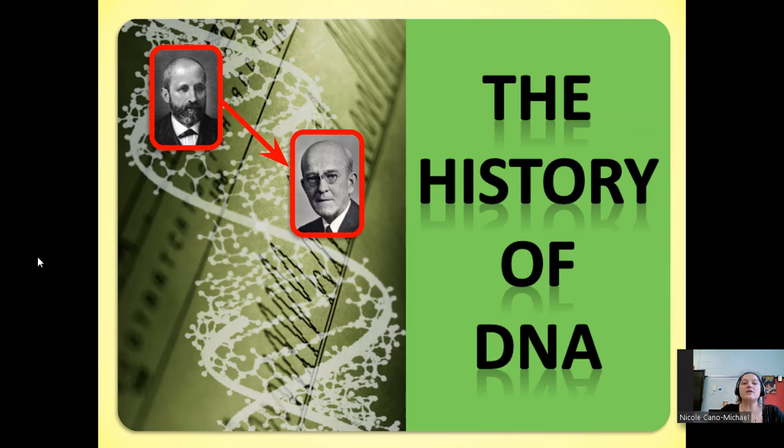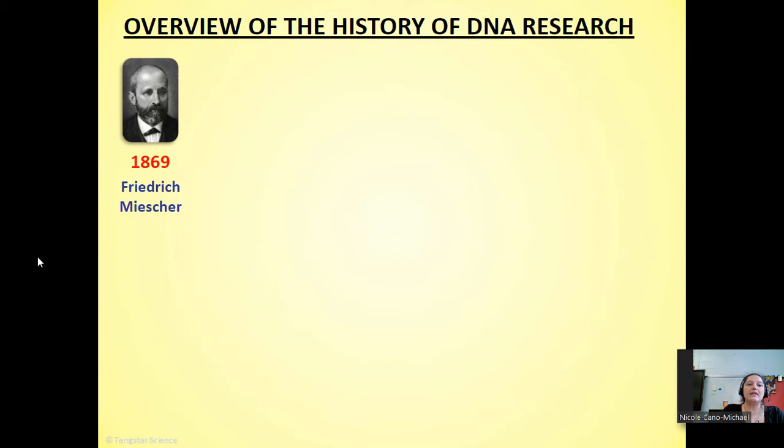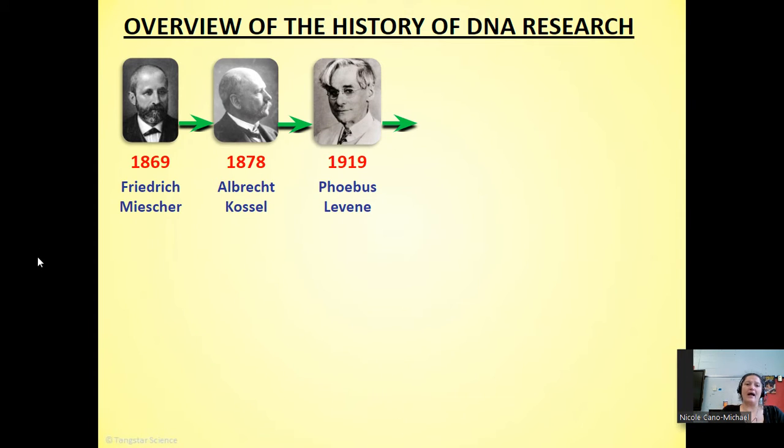All right, so as we go through the history of DNA, we are going to look at a bunch of different people. And in your notes, ladies and gentlemen, we start off with a timeline. So, our first scientist that we want to take a look at is Friedrich Miescher, followed by Albert Kossel, and Phoebus Levene.